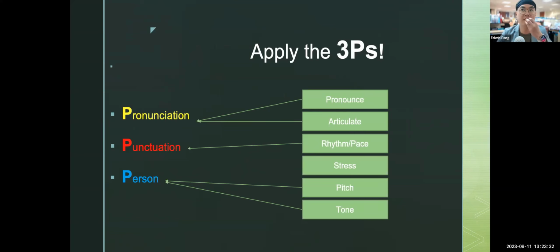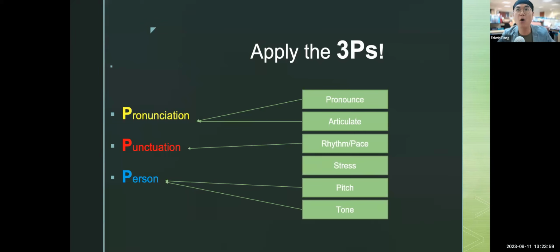Pronunciation has to do with how you sound out the words clearly. Punctuation has to do with how fast or slow you read the text, as well as how much emphasis you place on the words. And person has to do with the variation of pitch and tone because you are different people in the story. Narrator, character 1, character 2, right? So combining all three will give you a very nice, fluent, exciting sounding text. And that's what you want to do when you go for the exams.